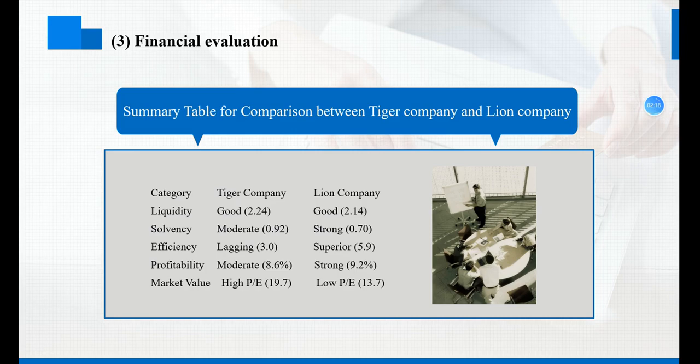Tiger Company's profitability is 8.6, and the Lion Company is 9.2. Tiger Company's market value is 19.7 and the Lion Company is 13.7.